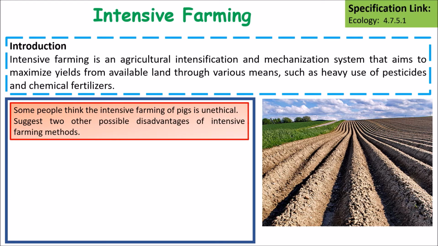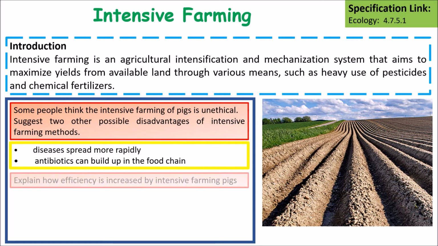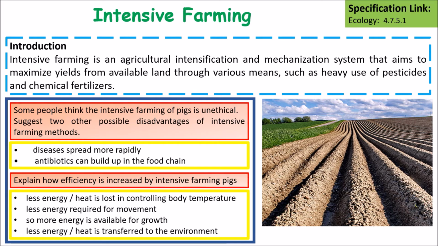So some people think that intensive farming of pigs is unethical. Here are two possible disadvantages of this farming method. It means that diseases could spread more rapidly and antibiotics might have to be used that will build up in the food chain. And if we're looking to explain how the efficiency is increased by the intensive farming of pigs, less energy is used because less heat is lost by controlling body temperature. Less energy is required for movement, so the energy is more available for growth, and less energy or heat is transferred to the environment.